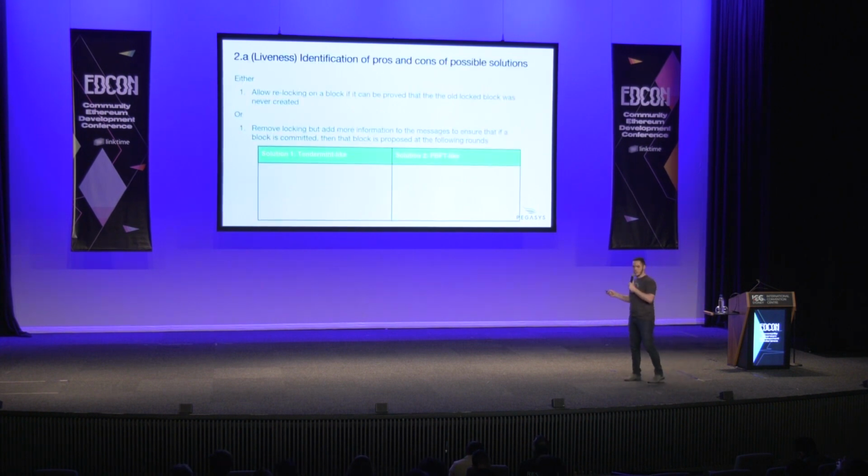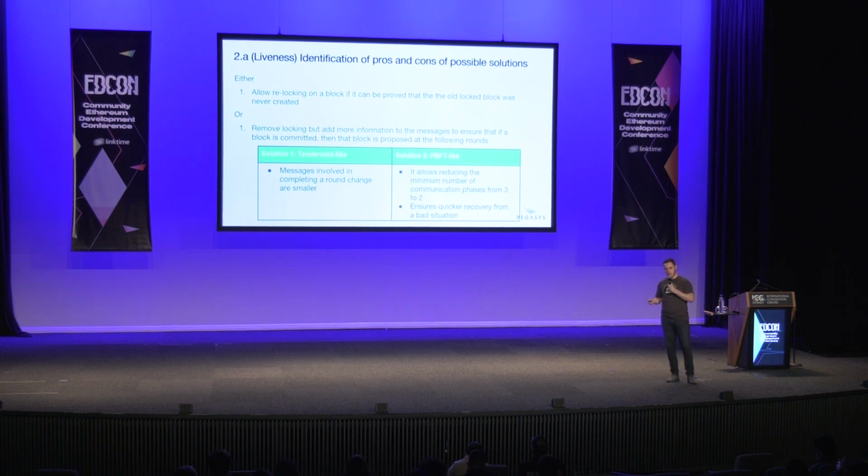The pro of the first solution is that when there is a round change phase, the size of the messages is smaller. The pro of the second solution is that it's possible to reduce the minimum number of phases from 3 down to 2, which means that you can improve the block latencies by 1/3. The second solution also ensures a quicker recovery from a bad situation where you have a malicious validator or the network is unstable.